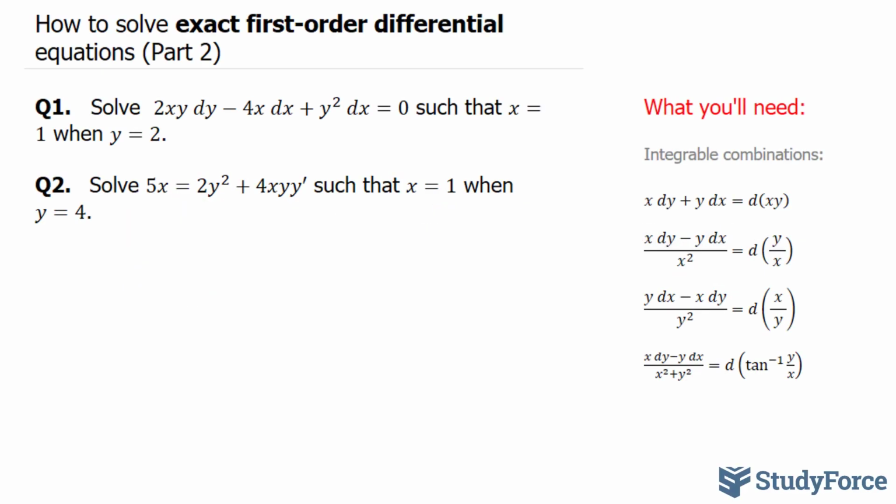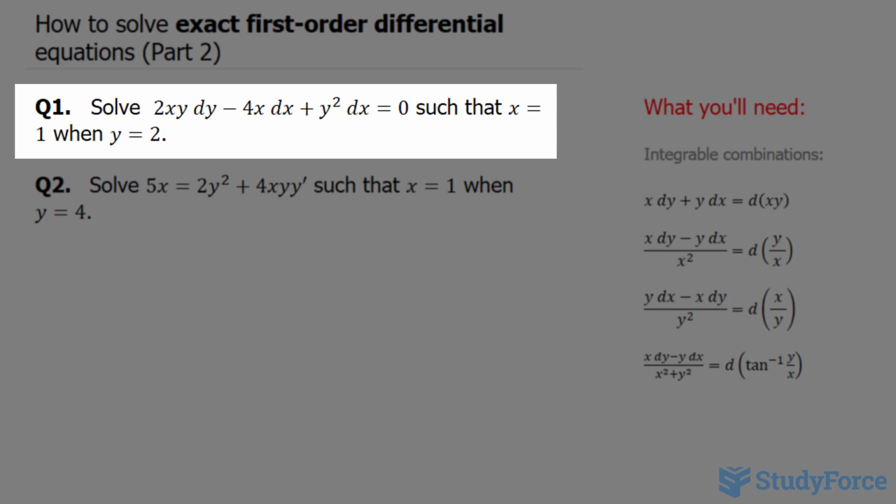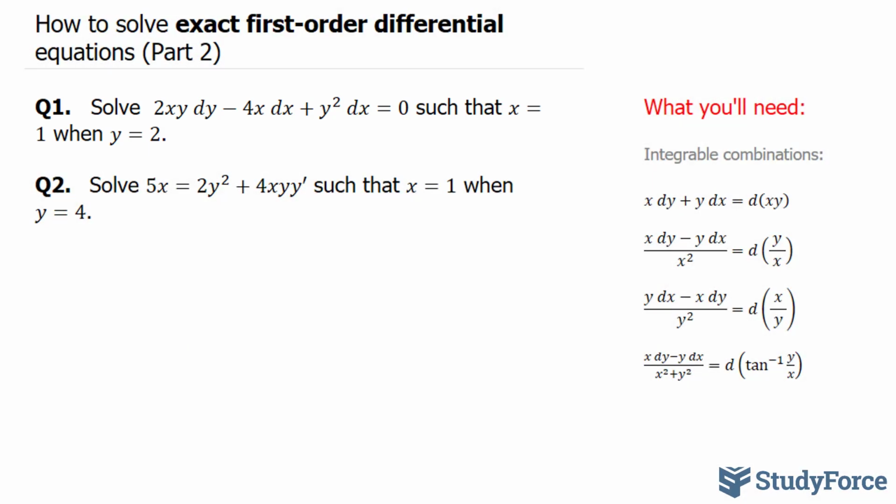In part 2 of this series, I'll continue to show you how to solve exact first-order differential equations. In question 1, they want us to solve 2xy dy minus 4x dx plus y squared dx is equal to 0, such that x is equal to 1 when y is equal to 2.